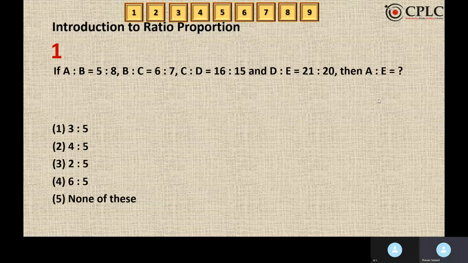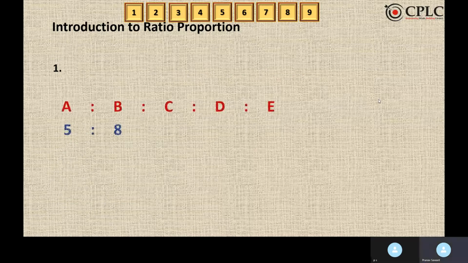Now, as per the concept of ratio and proportion, we have to find out the value of A is to E. So in this case, we are not going to make all the parts similar, as in, we are not going to make B same in the first two ratios. So in A is to B and B is to C, we are not going to make B same because it will take a lot of time.